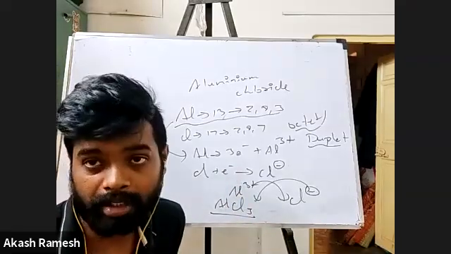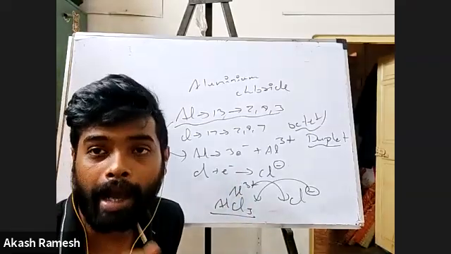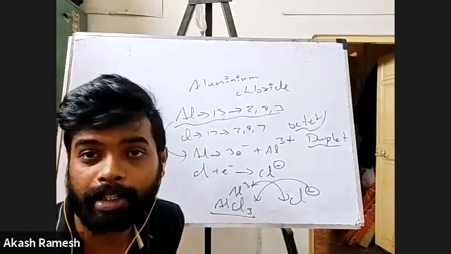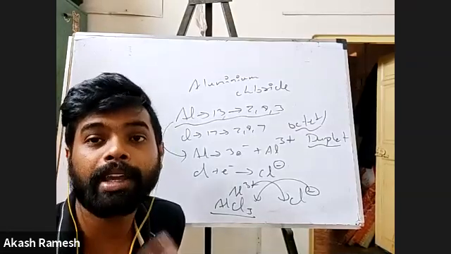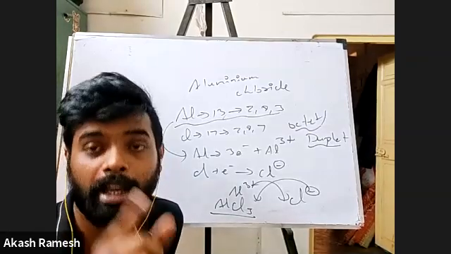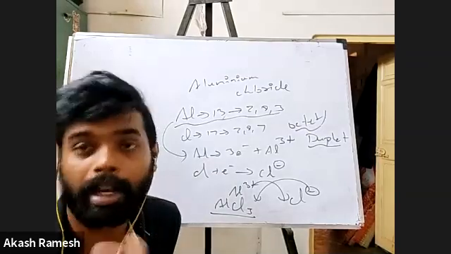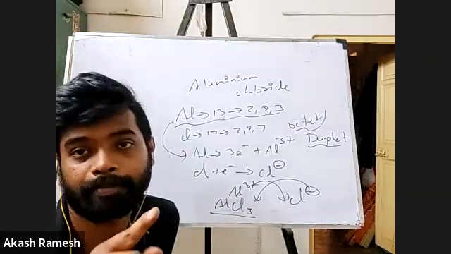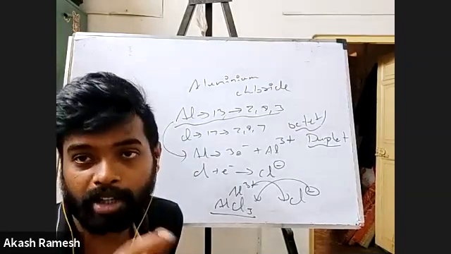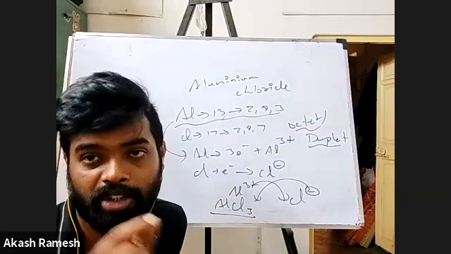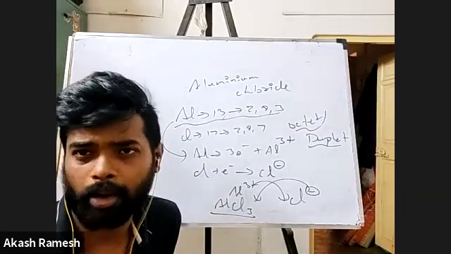What octet rule says is for the atom to attain stability, there should be 8 electrons in the valence shell. That means in the last shell. Valence shell means last shell. So in the last shell, if the atom has to gain stability, it has to have 8 electrons in the valence shell, right? Now that's what we did here.